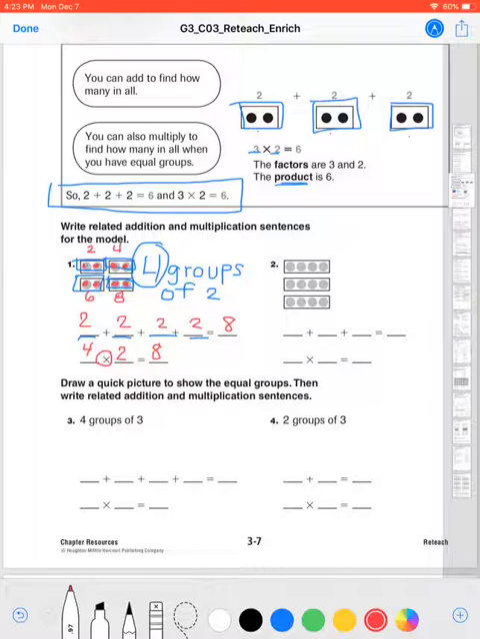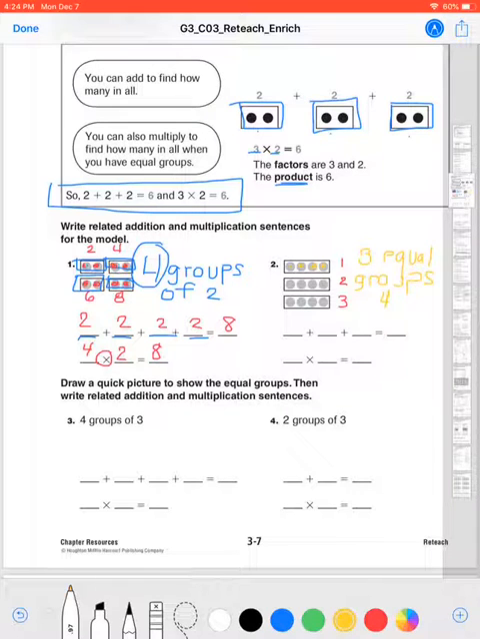Let's count how many equal groups we have. We've got 1, 2, 3 equal groups. And then we need to count how many we have in each. So we've got 1, 2, 3, 4 in each. So we have 3 equal groups of 4.